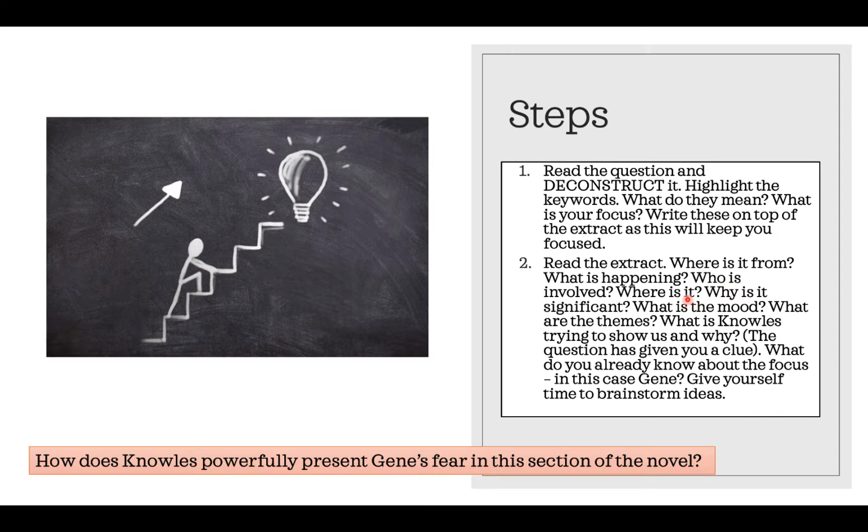Where is it? So can we comment on the setting? Is that particularly important? What is significant about this extract? Why is it important? What is the mood that's been created for you by Knowles? What is he trying to show you? Why is he trying to show you this?